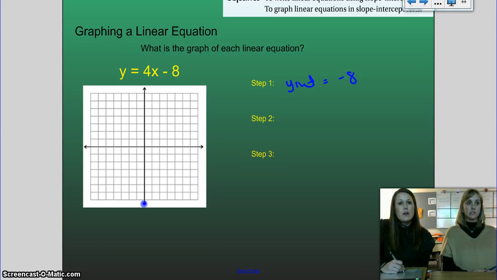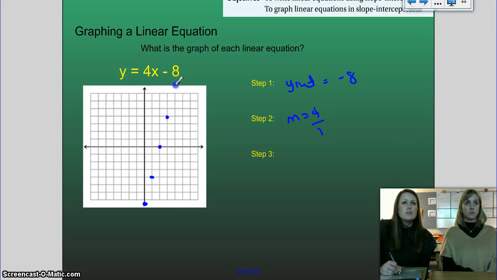I'll just guess off the line. There we go. -8. And then your slope is 4. So that means it's 4 over 1. So up 4 over 1. So 1, 2, 3, 4. Boom. And we keep going as many times as we can. 1, 2, 3, 4.